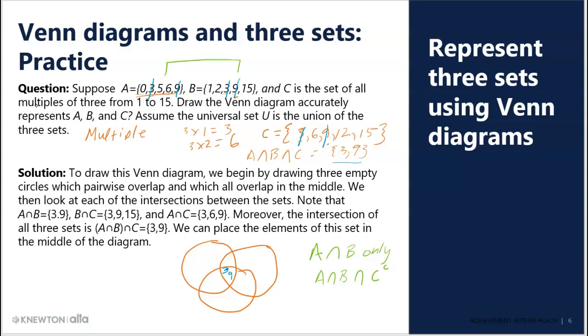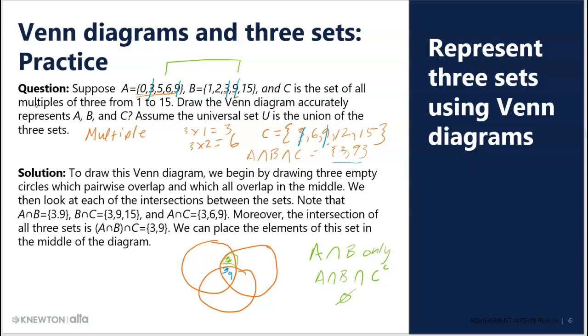So do I have a 0 in B? Nope. Do I have a 5 in B? Nope. Do I have a 6 in B? No. Wow, there is nothing in just A and B. So this area right here is where you would put what's in A and B only, and that is blank. So I write no numbers in this green shaded area here. There's nothing that goes in there.